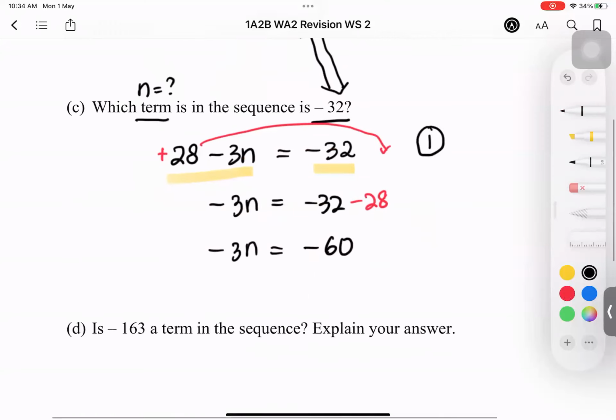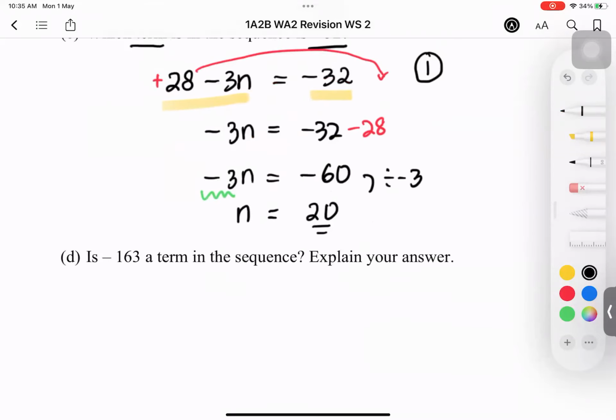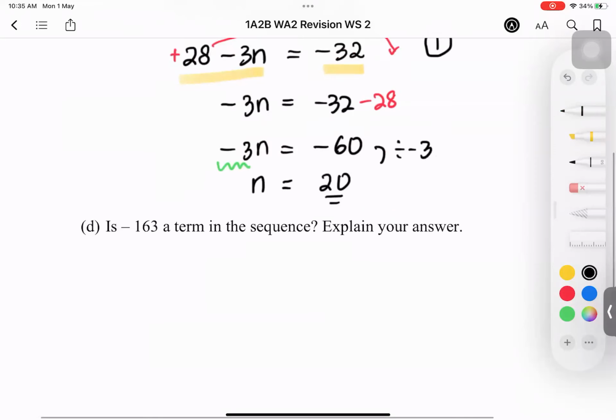Now I have -3n. Derek, how to get rid of -3? Do you still remember? Divide. Yes, divide by -3. So -60 divided by -3 gives the answer 20. So n must be a whole number, an integer. So n is equal to 20. Very good.